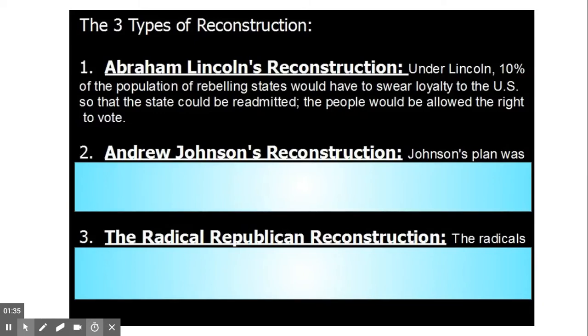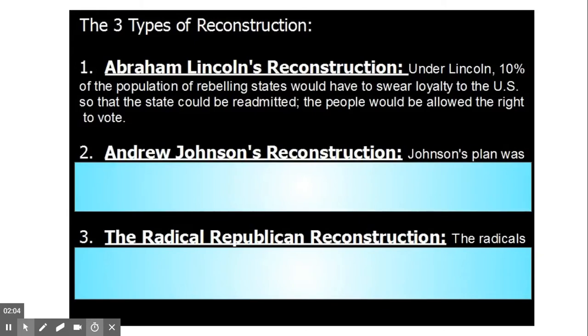Okay, sounds pretty easy. That 10% was of the people who voted, or of the population, during the election of 1860. So you wouldn't have as many people, obviously, in 1860 population-wise than you would have had, let's say, in 1867 or so.